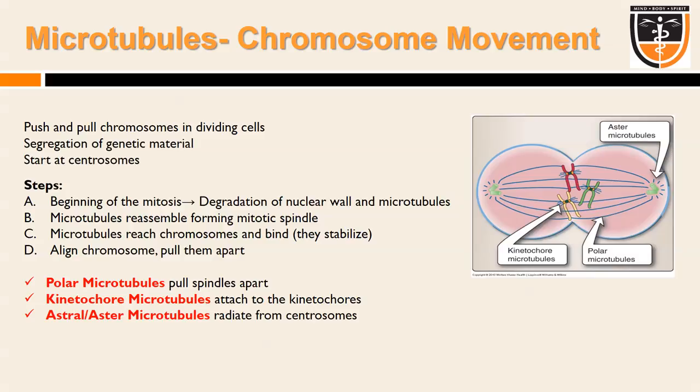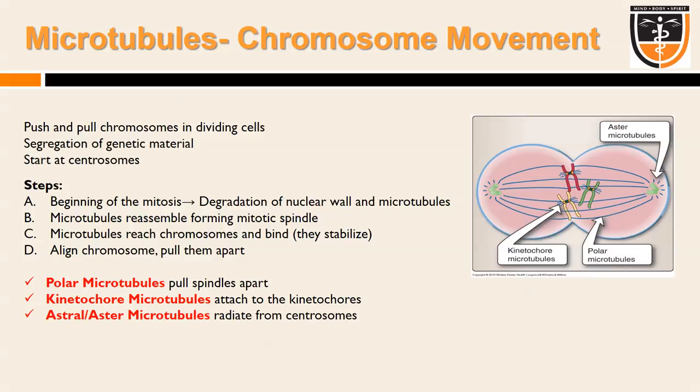And the last group of microtubules are astral or aster microtubules, two names. There are books that call it astral, some aster, they all go from the star. So what they do is they just spread from the centrosome throughout the cell.